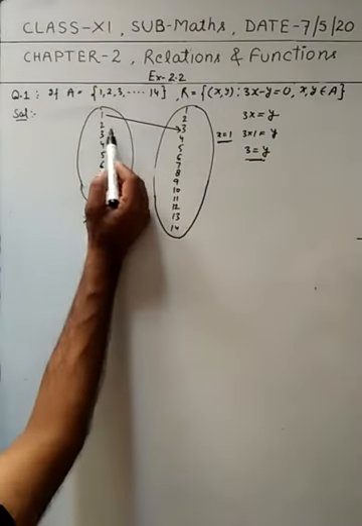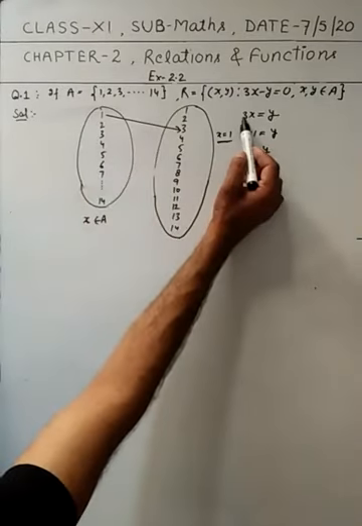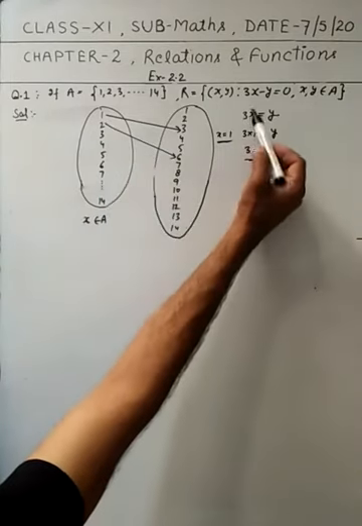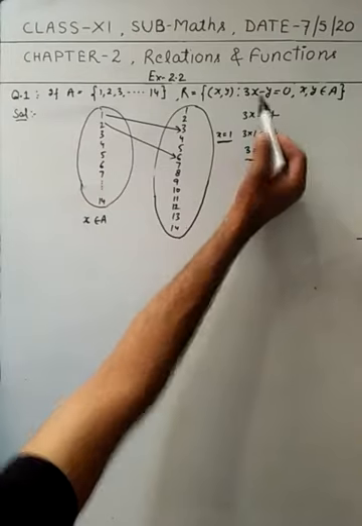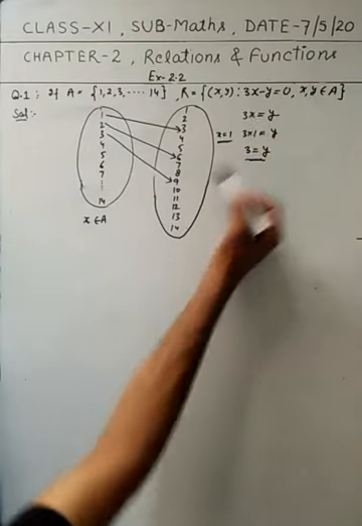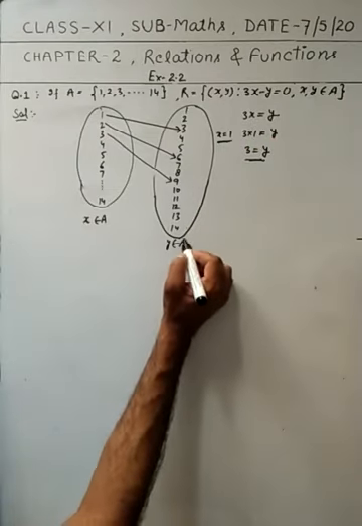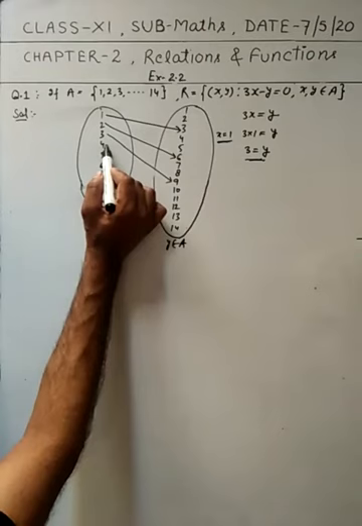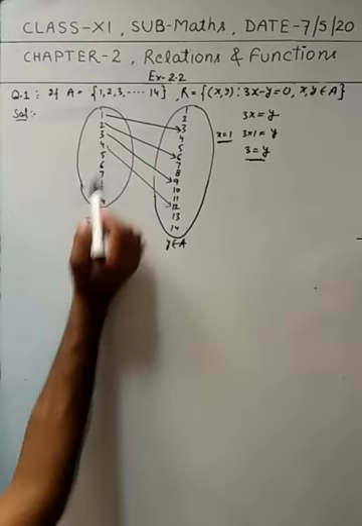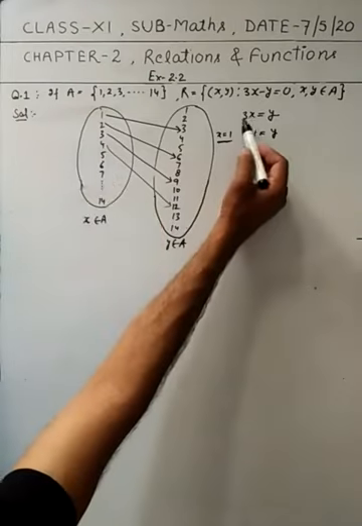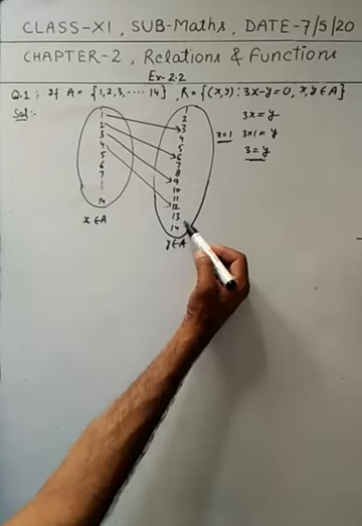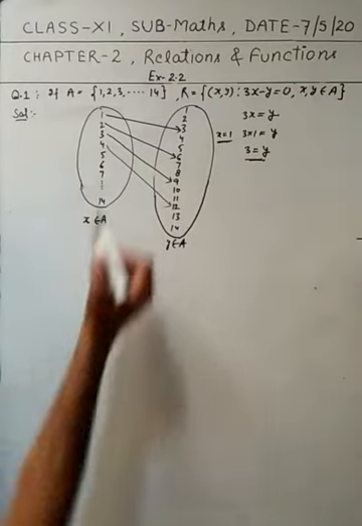Similarly, if I take x as 2, 2 into 3 is 6, so y will be 6. When I take x as 3, then 3 into 3, y will be 9. Here y also belongs to set A. When I take x as 4, the y will be 12. If I take x as 5, then 5 into 3 is 15. The y value is 15. 15 is not in set A, so I cannot take the value of 5.